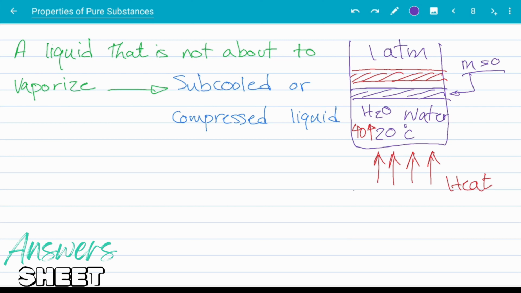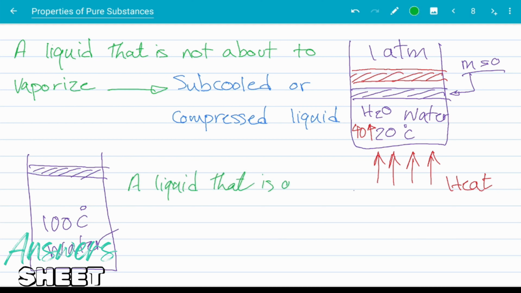We can continue to introduce heat until the water inside has expanded all the way it can, and the temperature has reached 100 degrees Celsius. We are still dealing with water in liquid form here. Now, if we introduce one bit more of energy in the form of heat, a single molecule or a single drop will break free from the liquid and go into the gas form. So this liquid here at 100 degrees Celsius is about to vaporize. Now, a liquid that is about to vaporize is called saturated liquid.